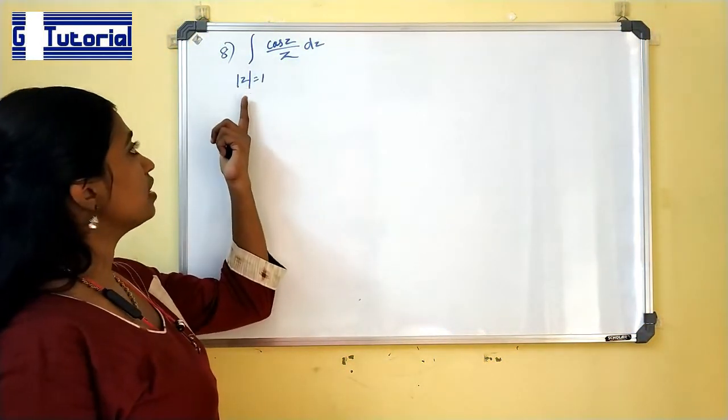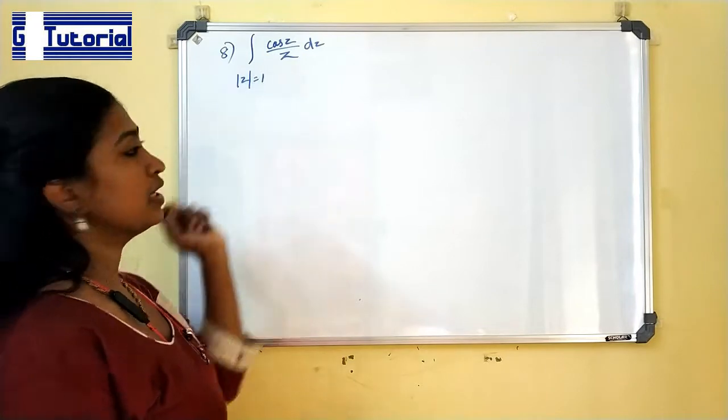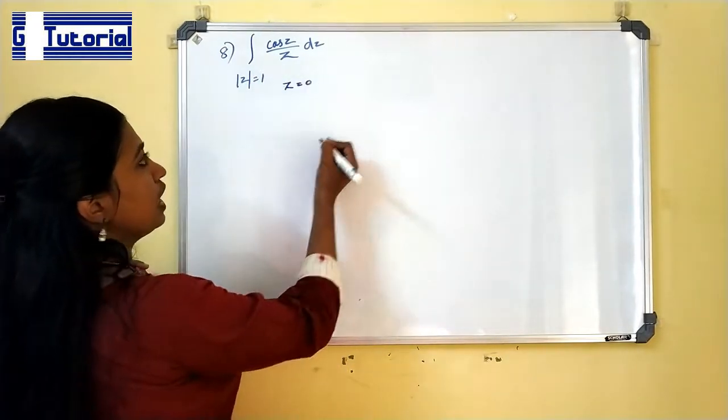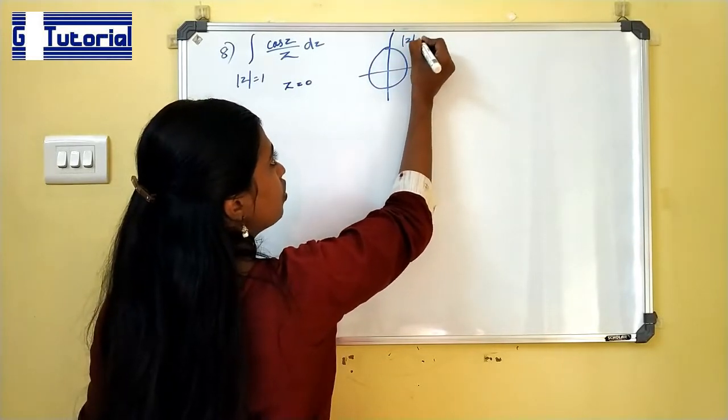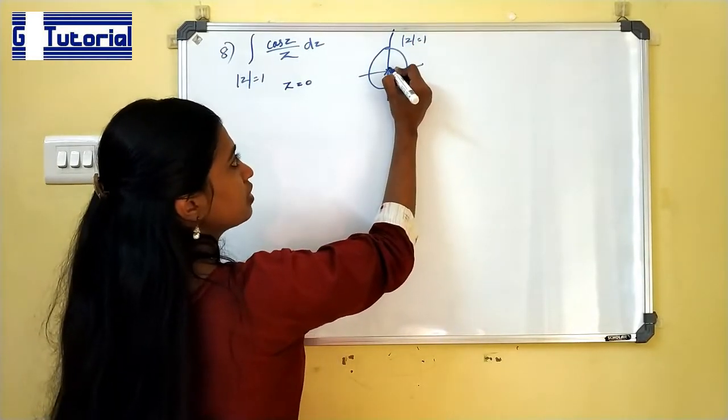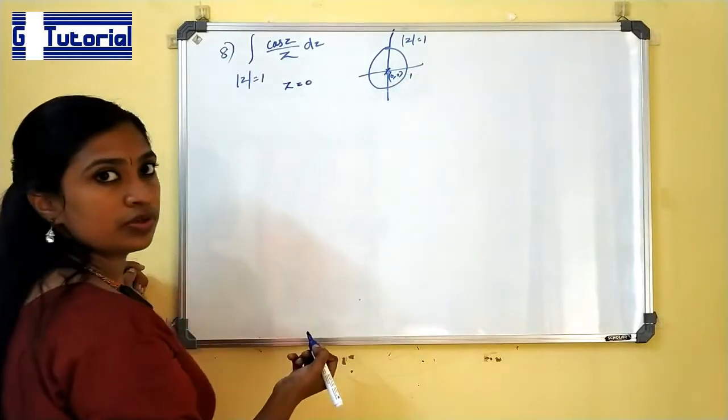This is the next question. Integral over mod z equal to 1 of cos z by z. Here the pole is z is equal to 0 and the region of integration is the unit circle, mod z is equal to 1, of radius 1. Our pole is 0.